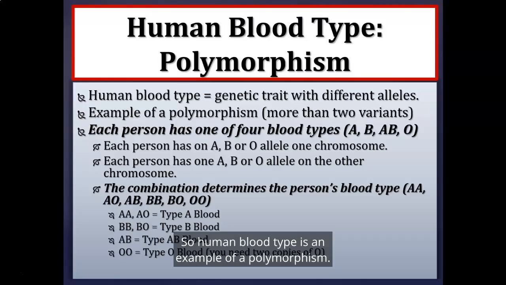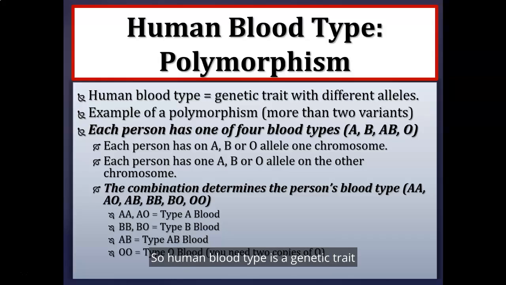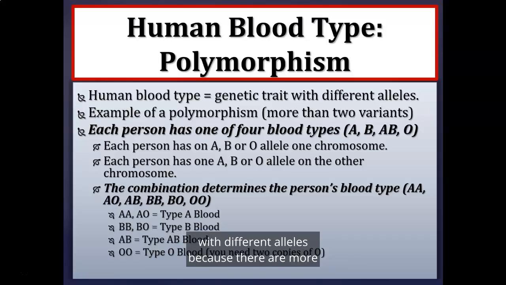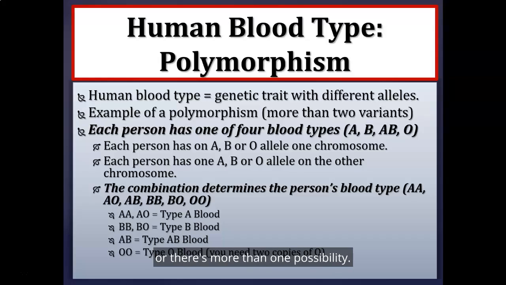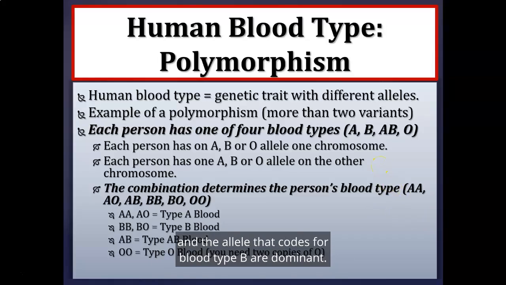All right, so human blood type is an example of a polymorphism. Human blood type is a genetic trait with different alleles, because there is more than one dominant allele, or there's more than one possibility. In humans, for ABO blood typing, both the allele that codes for blood type A and the allele that codes for blood type B are dominant.